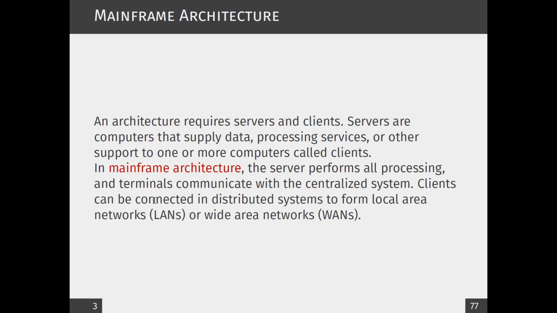So let's look at some of the architectures available from early days. Usually we had mainframe architecture. In mainframes, especially in the architecture, you have servers and clients. And the servers are the ones that supply all the data processing services to other computers. In traditional computer systems, we had the mainframe, which performs all the processing at the server level, where the clients are kind of dummies that just connect to the server for the processing.